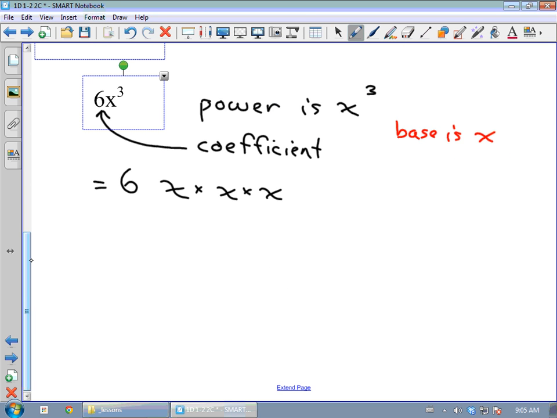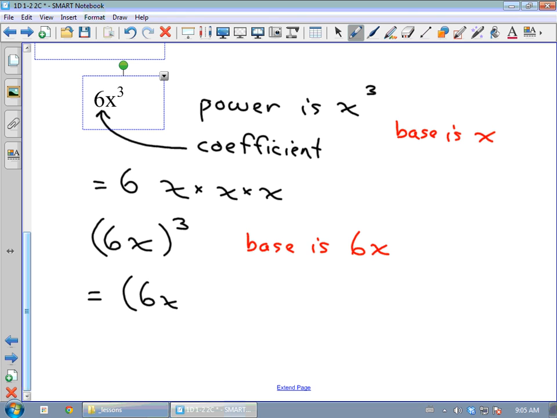Now, if I had something like (6x) cubed, like this, what's my base in this case? Not just the 6. Yeah, that whole thing that's inside the brackets there is my base. So my base is 6x. So if I were to write this in expanded form, I would write my whole base, 6x times 6x times 6x. And I need it multiplied by itself 3 times.